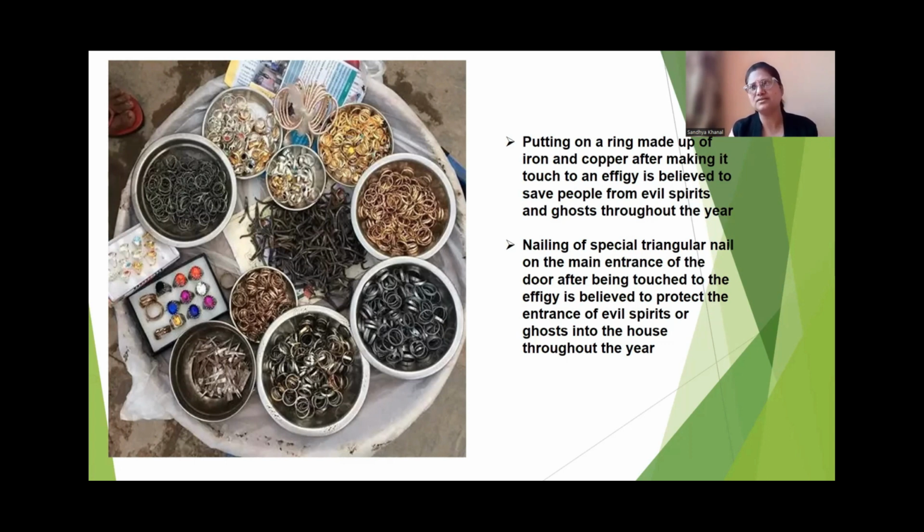So if you visit the traditional houses of Kathmandu, Lalitpur, Bhaktapur, and around Kathmandu Valley, we can see lots of such nails stuck on the main entrance, especially wooden doors. We can find lots of such nails because one is added each year, so we can see lots of nails added on it.